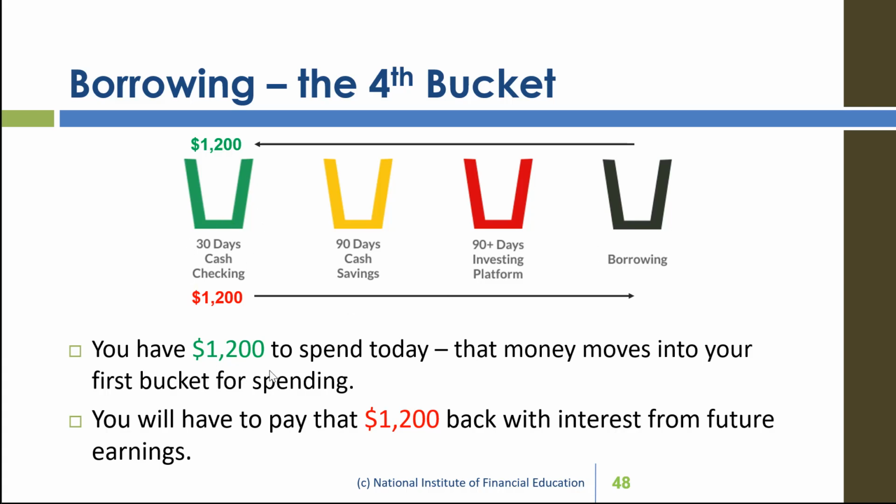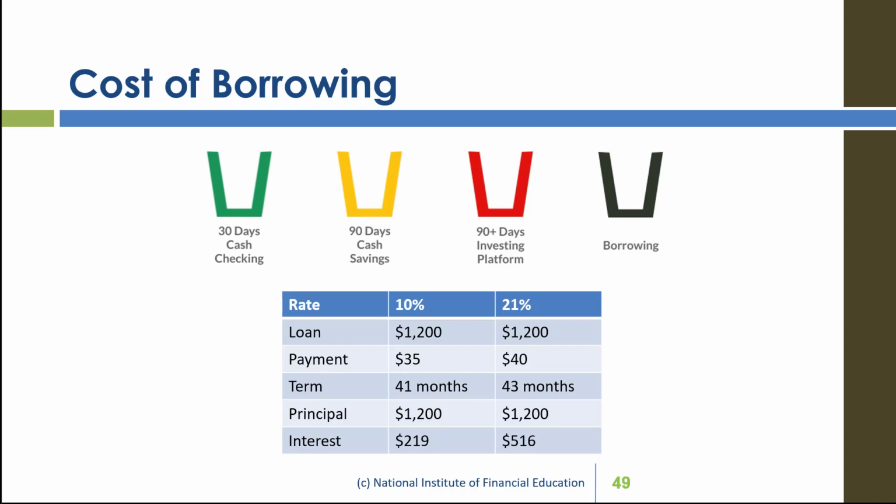So you'll have to spend $1,200 today, but know you're going to have to pay that $1,200 back with interest from future earnings, meaning as you earn money over time and that money comes into this green bucket, it's kind of like there's a hole in that bucket now. And let's take a look at what that could look like.